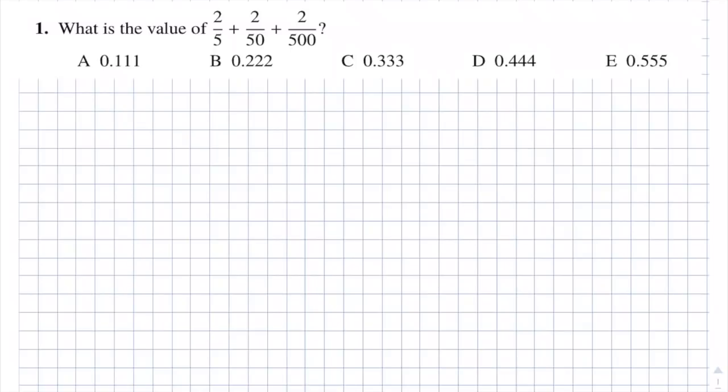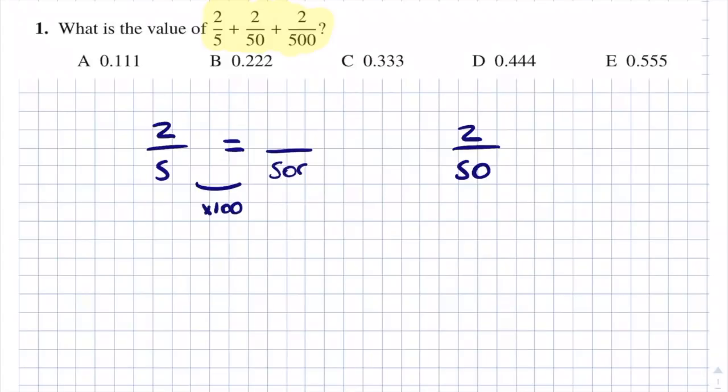So, what you should be able to see is that all three of these fractions have a common denominator of 500. So what we need to do is rewrite 2/5 and 2 over 50 as fractions which have the denominator of 500. I can multiply my denominator by 100 to get 500, and whatever I do to my denominator I need to do to my numerator, so I need to multiply 2 by 100. So 2/5 is the same as saying 200 over 500.